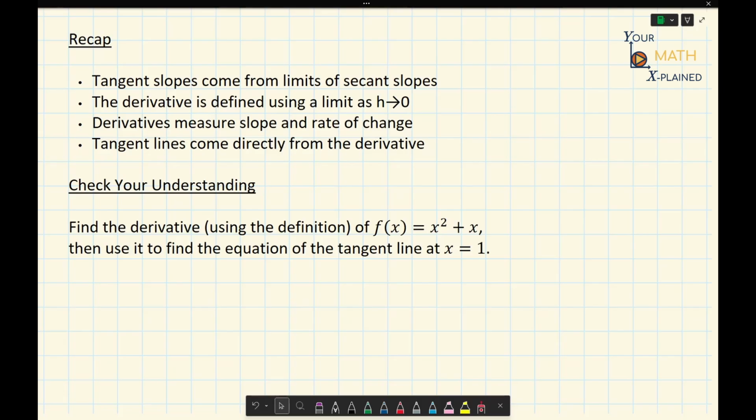And now it is your turn to give this a try. Can you find the derivative using the definition of this function here, and then use it to find the equation of the tangent line at x is equal to 1?